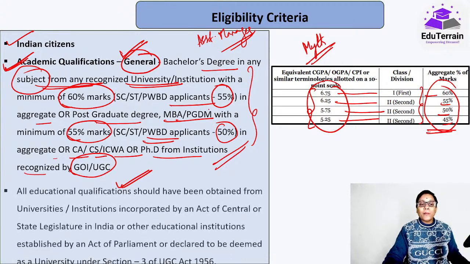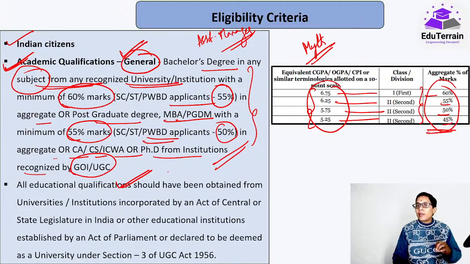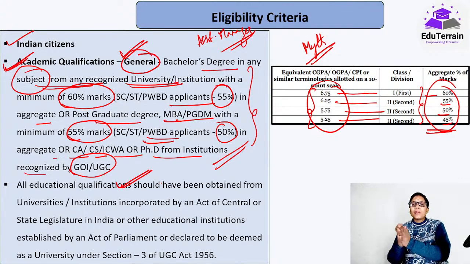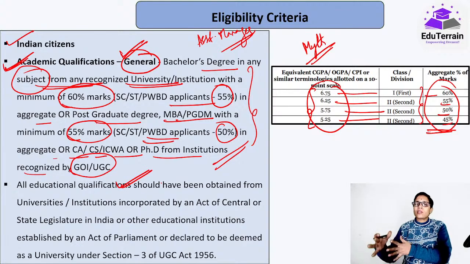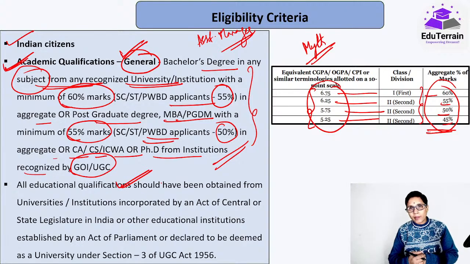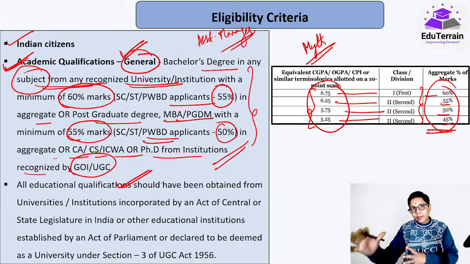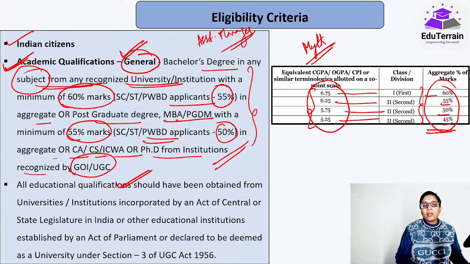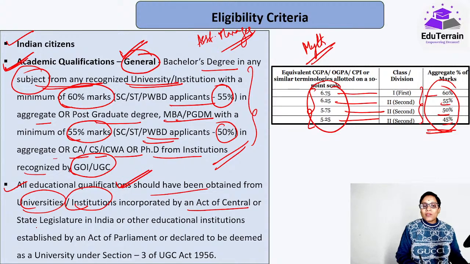Now next comes the age criteria. When we talk about age criteria, they'll mention as on date it should be 21 years minimum or maximum 30 years. उसके बाद OBCs के लिए 3 years plus SC, STs और दिव्यांगजन उन सब के लिए 5 years का extension मिल जाता है अपर हायर कैटेगरी के एज में रिलैक्सेशन. Now all the educational qualifications should have been obtained from universities or institutions incorporated by an act of central or state legislature India, that is recognized.